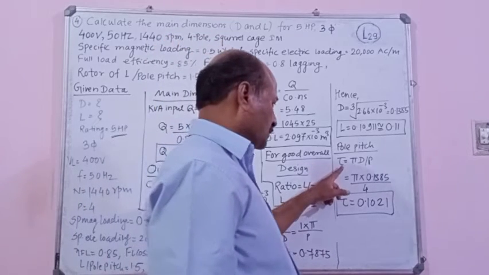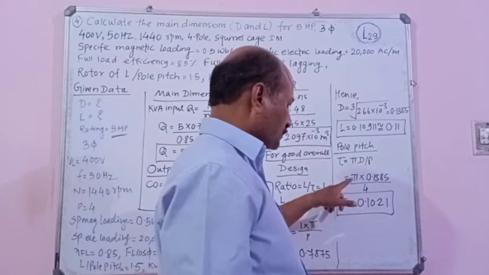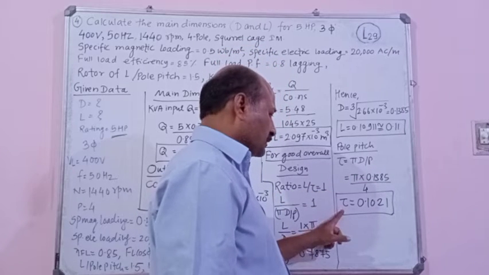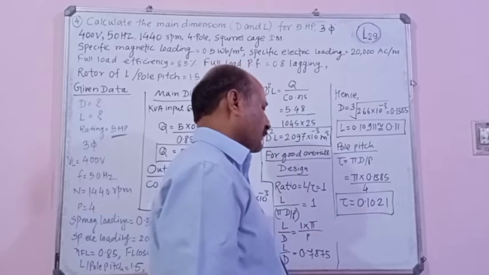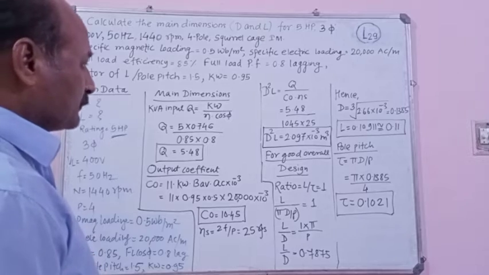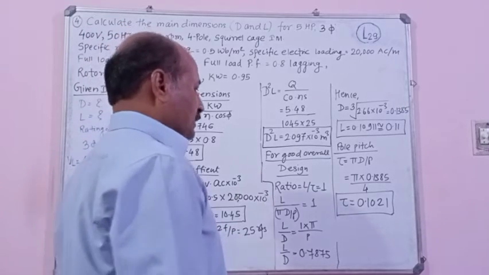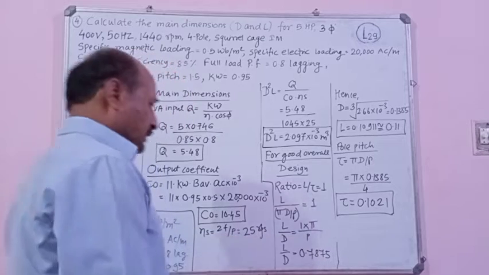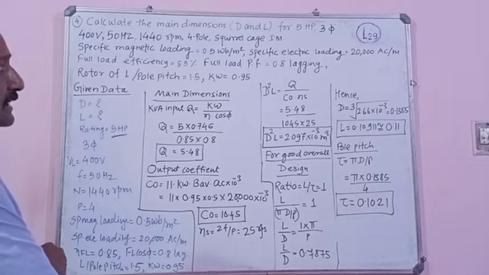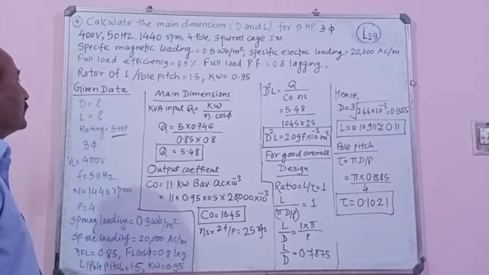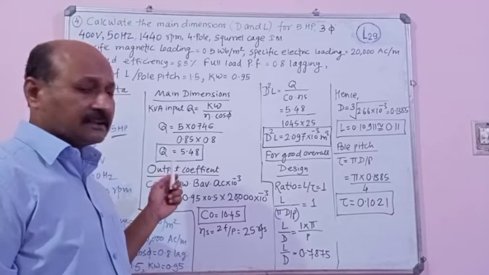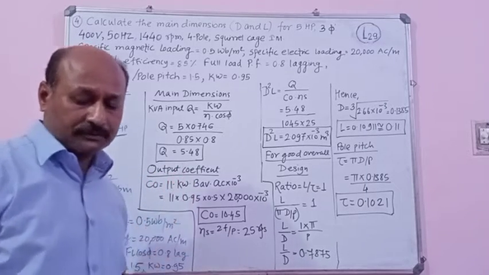Then tau equals pi d divided by p. So pi multiplied by d, 0.1385, divided by 4, and tau equals 0.1021. So in this way, you can design for the good overall design by assuming L by tau equals 1. So this is the numerical on the main dimensions, that is d and L. Now we will see the last numerical on this topic, and that will be the end of unit number 4.